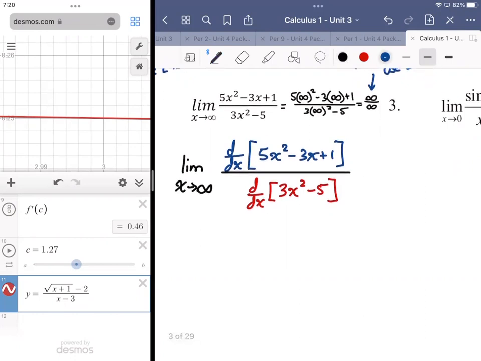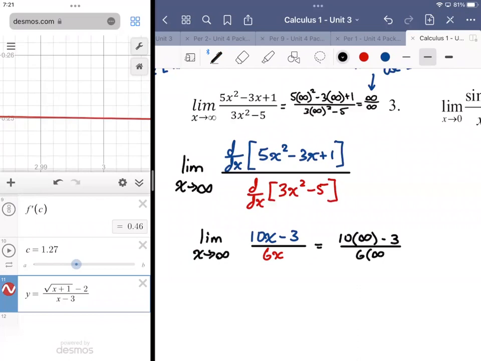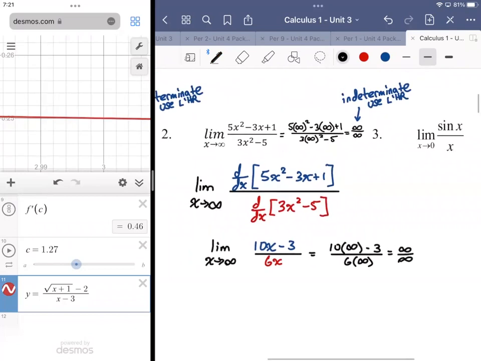All right. So then finding the derivative here would be 10x minus 3 over 6x. But then we run into an issue here. Not really an issue, more so it's just the next layer to the problem. If I apply the limit, I get 10 times infinity minus 3 over 6 times infinity. So that again seems like two distinct flavors of infinity, perhaps. If I could ever meet infinity, I can get a clear answer on this.